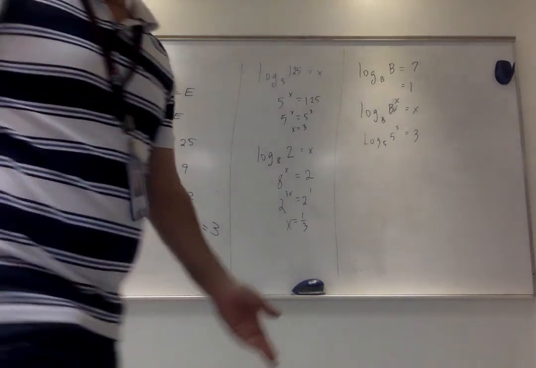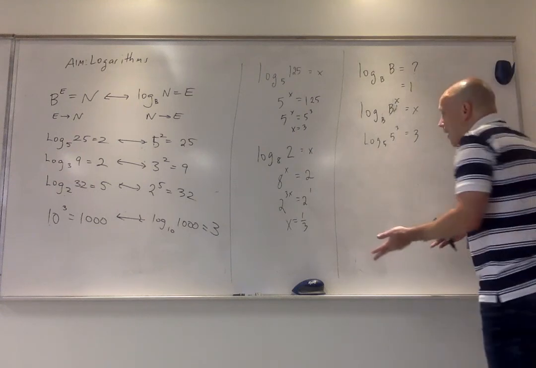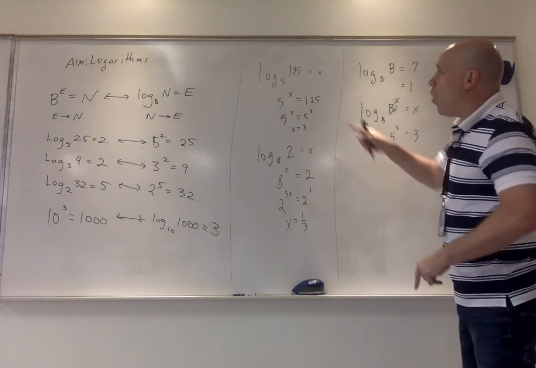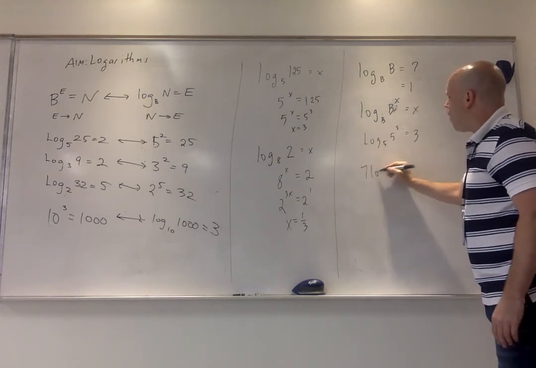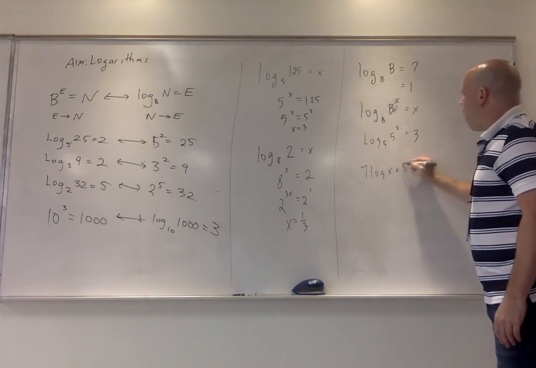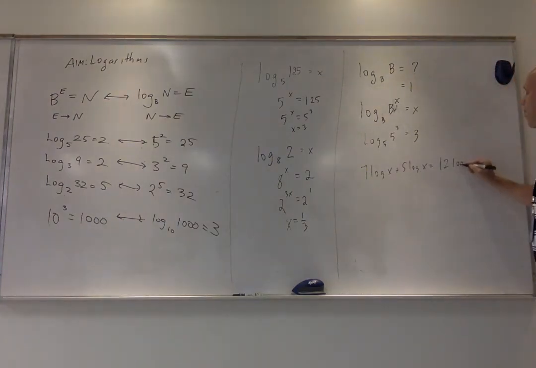Let's try another one. That's basically it. That's what, once again, always go back to our rules. They have a couple of exercises where it's like 7 log of x plus 5 log of x, and that's simply 12 log of x.